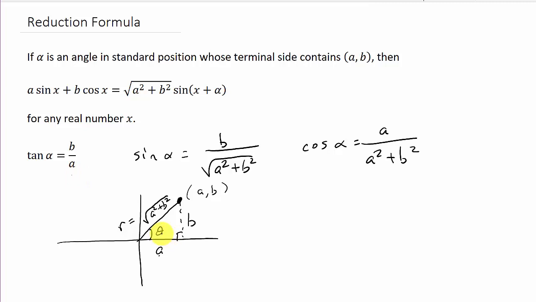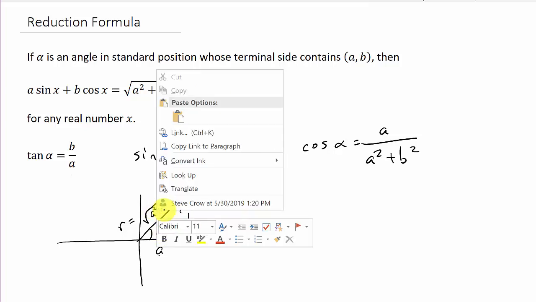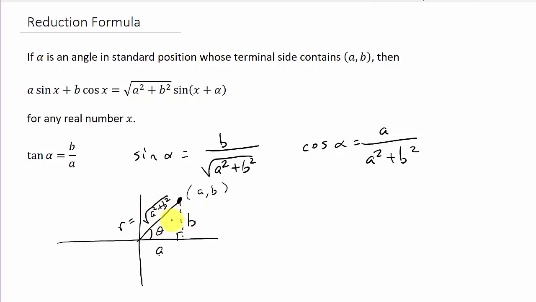Look at this. I know I'm using theta here, but it's the same thing. Theta, alpha, it doesn't matter which angle you use. The sine of the angle, what's sine? Opposite over hypotenuse. You see that? And look at cosine. The cosine of this angle is adjacent over hypotenuse. So that's all that is.